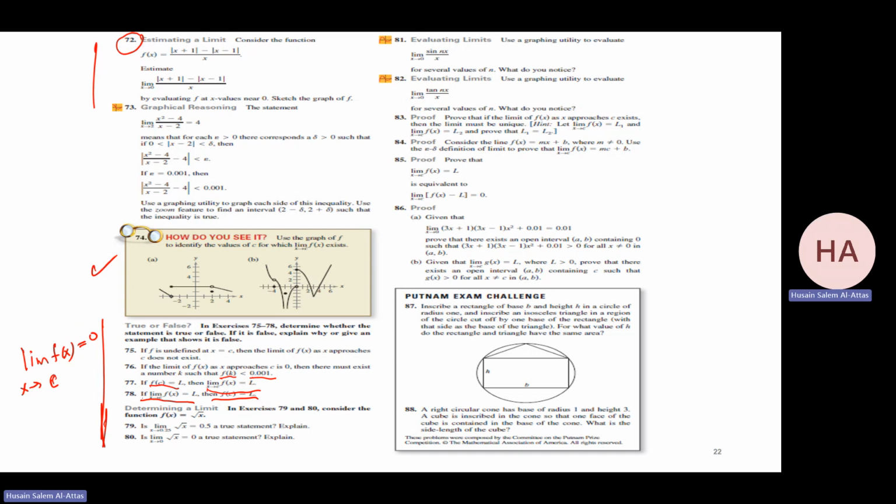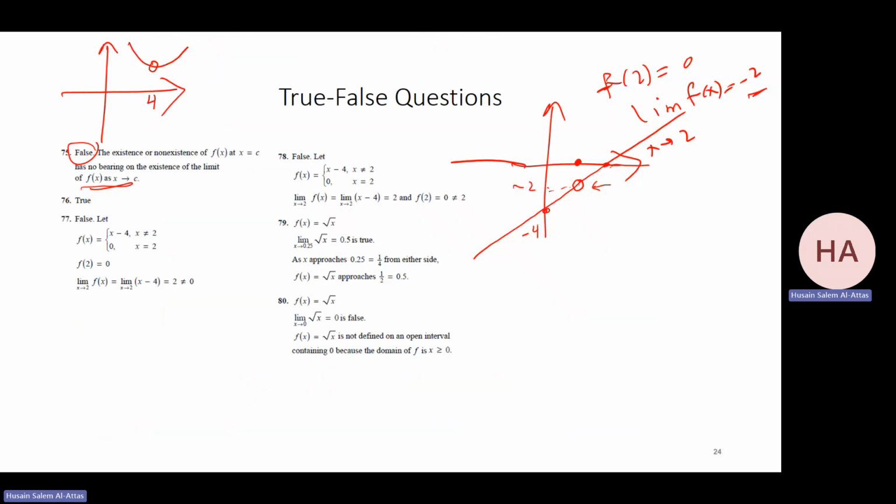These last two, 79 and 80, what is the idea? For the square root, you need to check from left and right. So when you deal with 0.25, there is a left and right. So we just substitute, we get 0.5, since this is square root 25 over 100, which is 5 over 10.